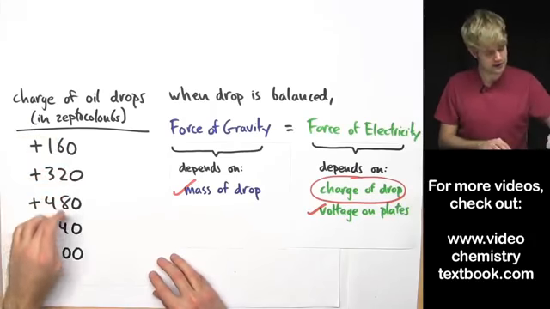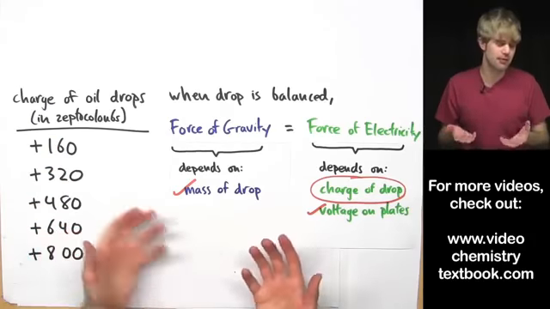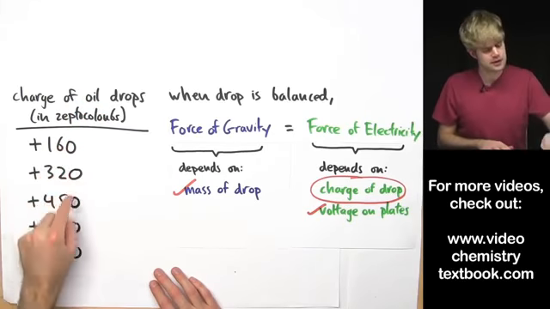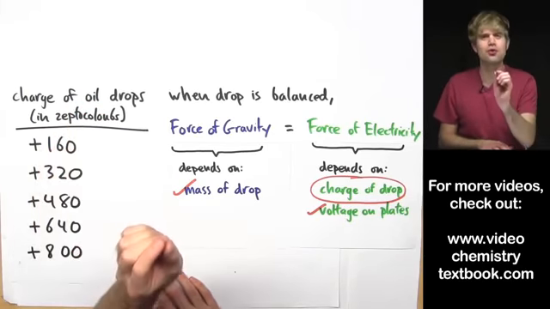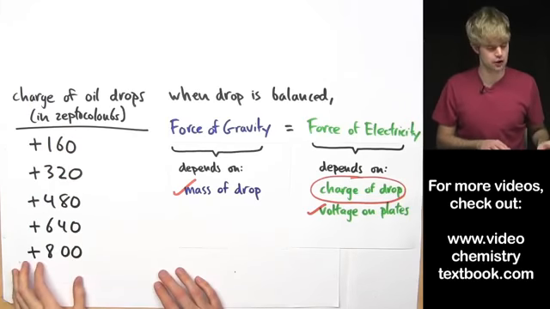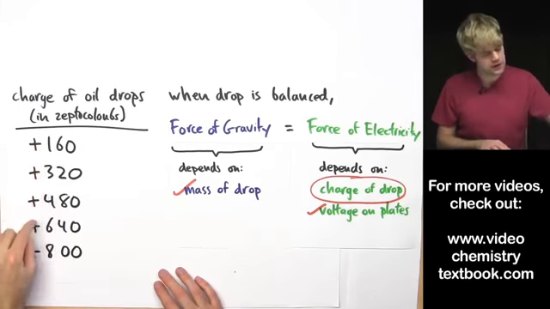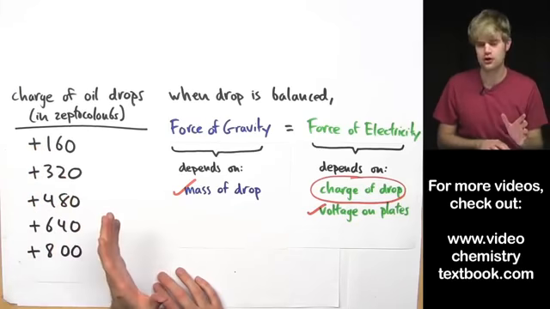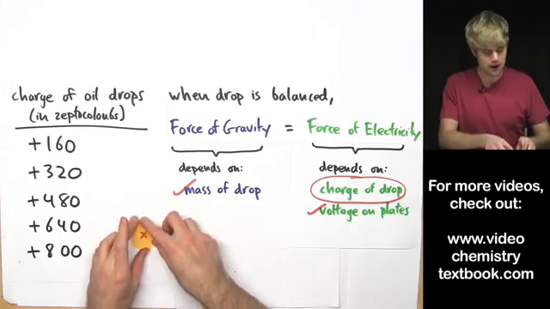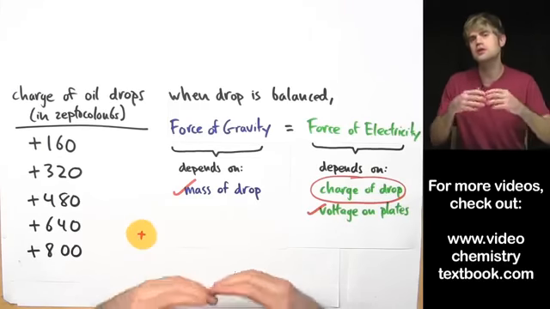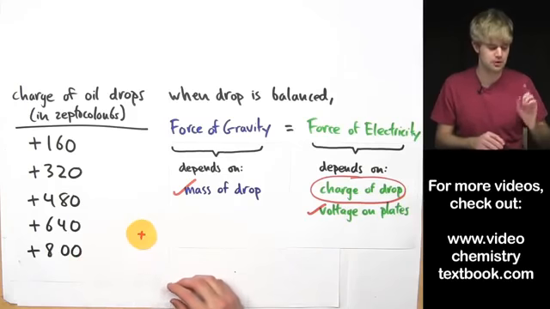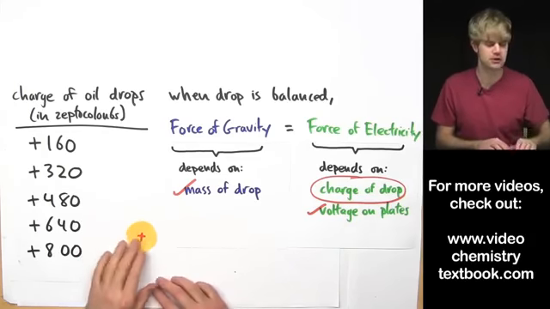Here is a list of some of the charges that they might be able to come up with. I've simplified this somewhat from the actual experiment. These numbers are measured in zeptocoulombs, which is a tiny, tiny amount of charge. And look that all of these numbers are positively charged. That's because, as we said earlier, the oil drops are positively charged because they've lost some electrons on their way through the chamber. Okay, so they're positively charged because they've lost electrons.